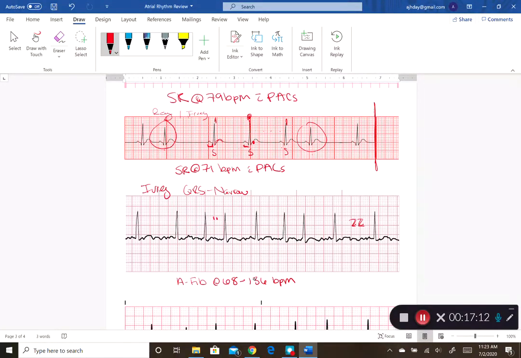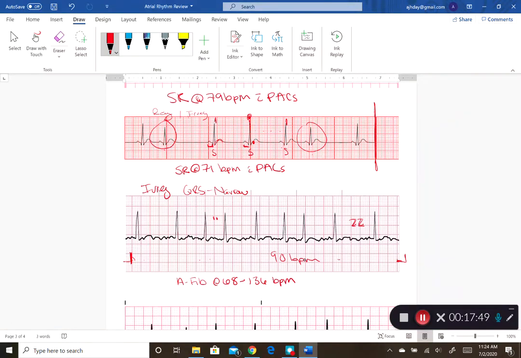So this is where you want to look at your 6-second strip to see how many do I have in that 6 seconds. So I'm going to start here, and 6 seconds is going to be 30 big blocks across. So 1, 2, 3, 4, 5, 6, 7, 8, 9, 10, 11, 12, 13, 14, 15, 16, 17, 18, 19, 20, 21, 22, 23, 24, 25, 26, 27, 28, 29, 30. So this actually probably is a 6-second strip because we have half a block and half a block over here. So let's take my average, 1, 2, 3, 4, 5, 6, 7, 8, 9. So my average is 90 beats per minute.